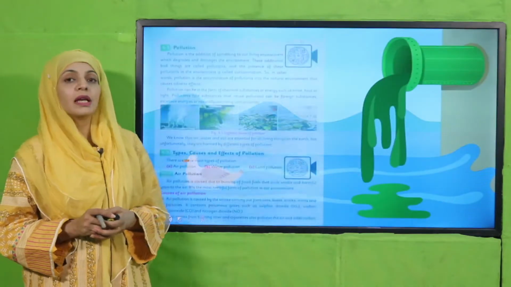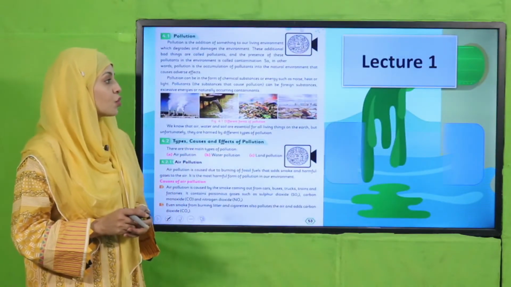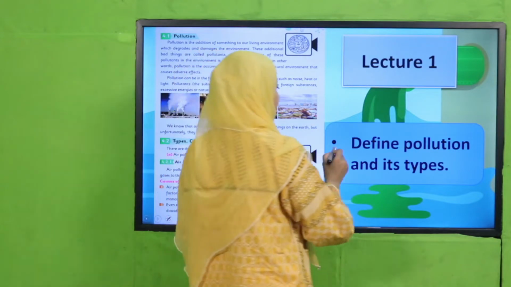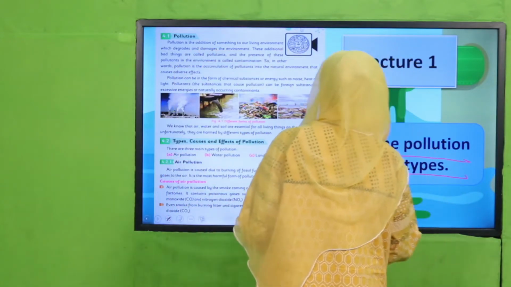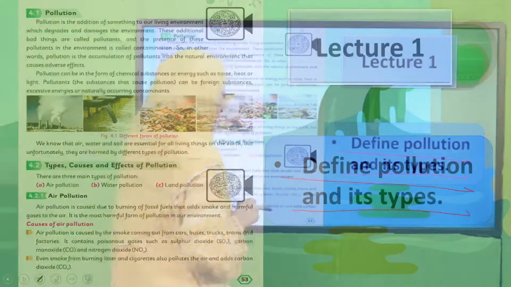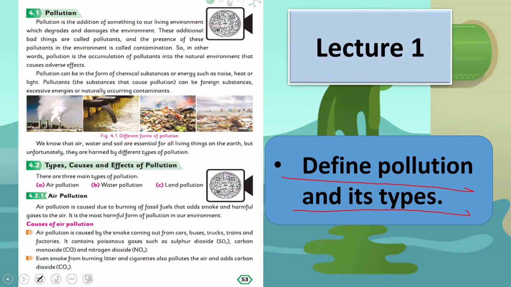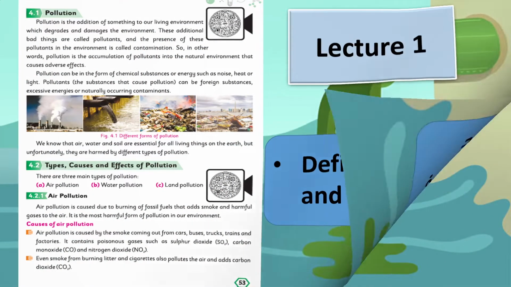So my dear students, in lecture number 1, students will be able to define pollution and its types. The page that is included is page number 53. In the first lecture we will discuss pollution and its types.